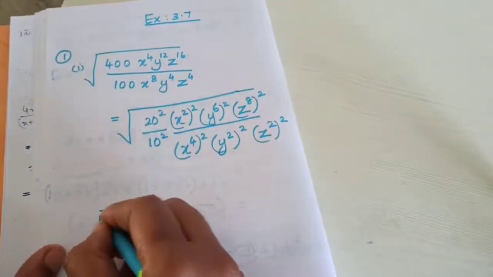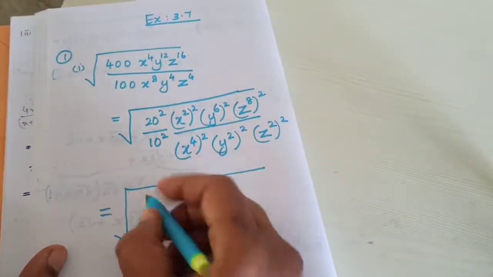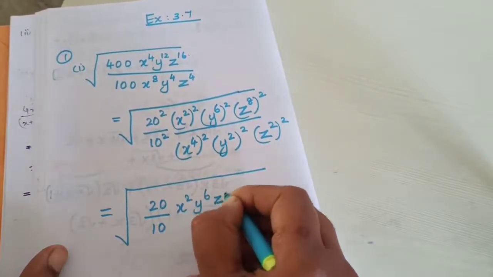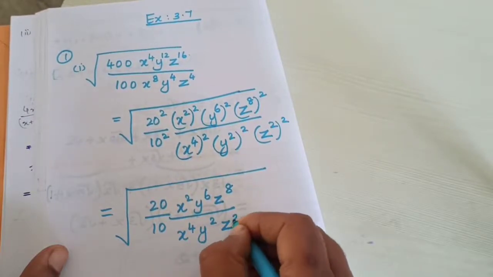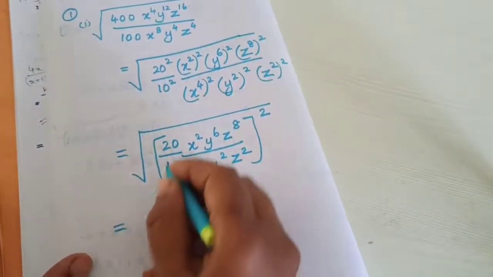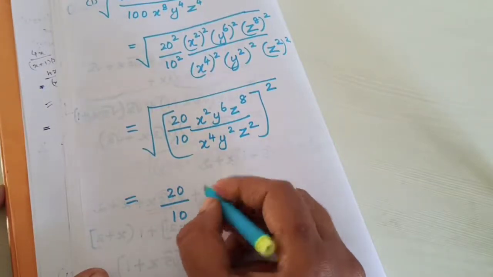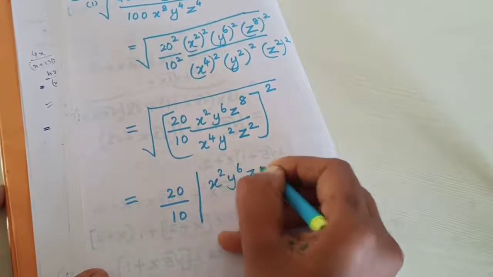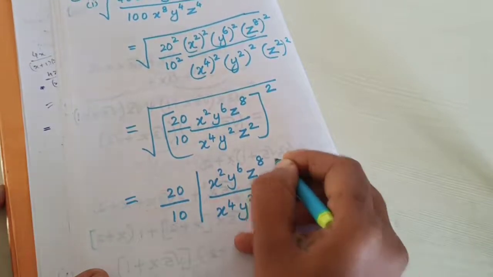Got it? Which is equal to square root of, except all the power 2 terms, write the remaining term. 20 by 10, x square, y power 6, z power 8 by x power 4, y square, z square, the whole square. Now the square and root get cancelled, and numbers you can take it outside. 20 by 10, variables you need to write inside the modulus value. So x square y power 6 z power 8 by x power 4 y square z square.